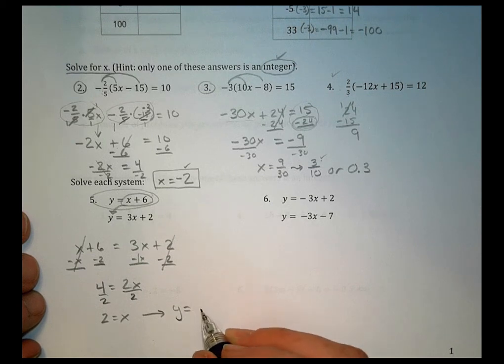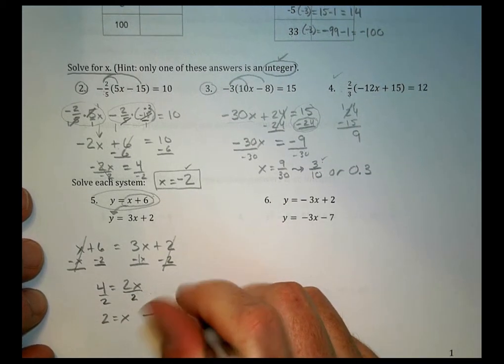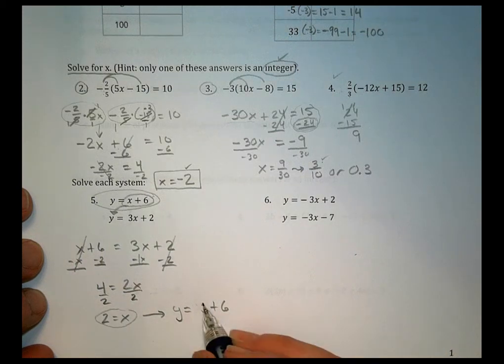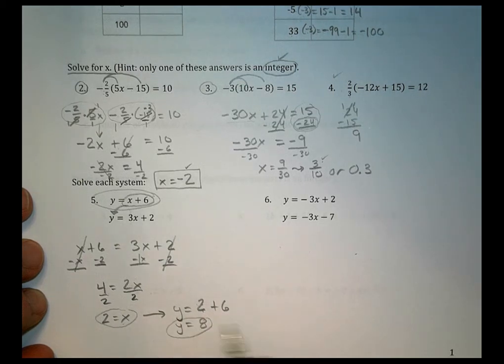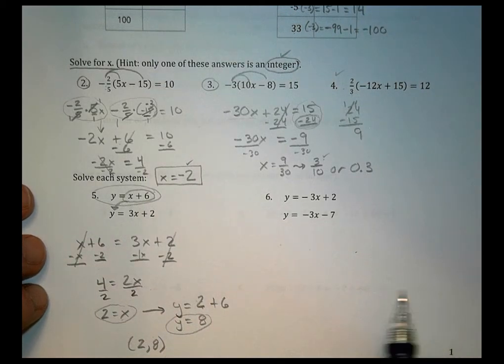So y equals, we see the equation is x plus 6. So instead of saying x, we're going to go ahead and say 2. We're going to use this value right there. So y equals 2 plus 6, which is 8. So now we have a value for x and a value for y. And because we're talking about a solution for the system of equations here, we would write it out as (2, 8) for our solution. Okay, so that's it for number 5.